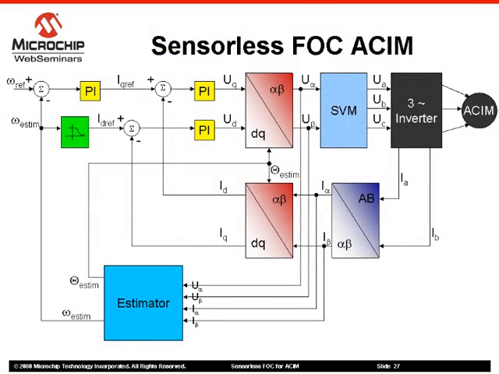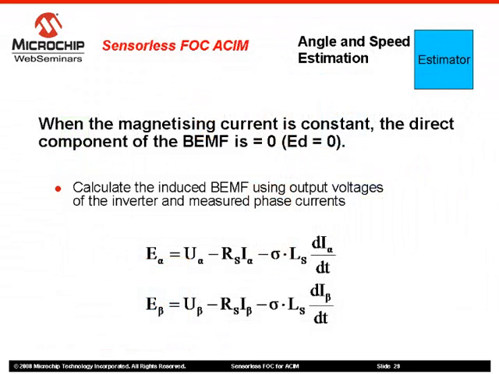We will move now to the estimator block description. The estimator's inputs are I alpha, I beta, V alpha, and V beta, and its outputs are the estimated rotor angle and the mechanical speed of the motor. The speed and angle estimator has as inputs the fixed reference stator frame, two axis voltages and currents. Back EMF is used to estimate speed and position.